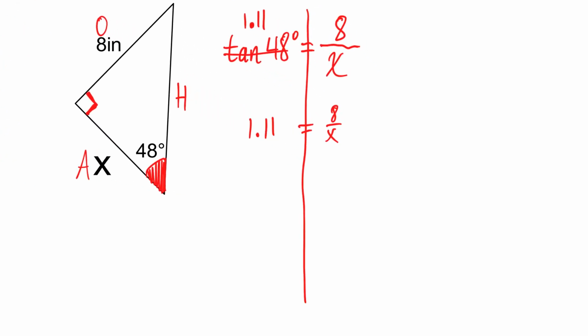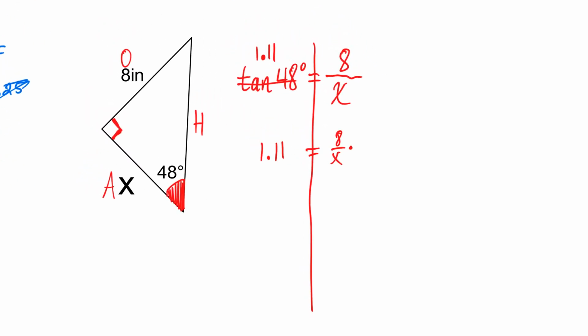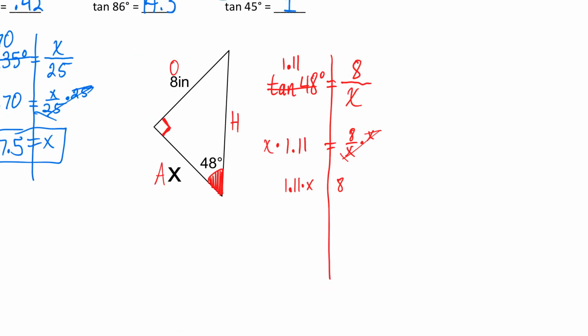Now again, from here, it's just simple algebra. I've got to solve for x. This one has one extra step. Okay, I've got to multiply both sides by x. That way these x's cancel out, cancel the 1. And on this side, I have 1.11x equals 8. So what do I need to do from here? Divide by 1.11. And what is 8 divided by 1.11? 7.21.